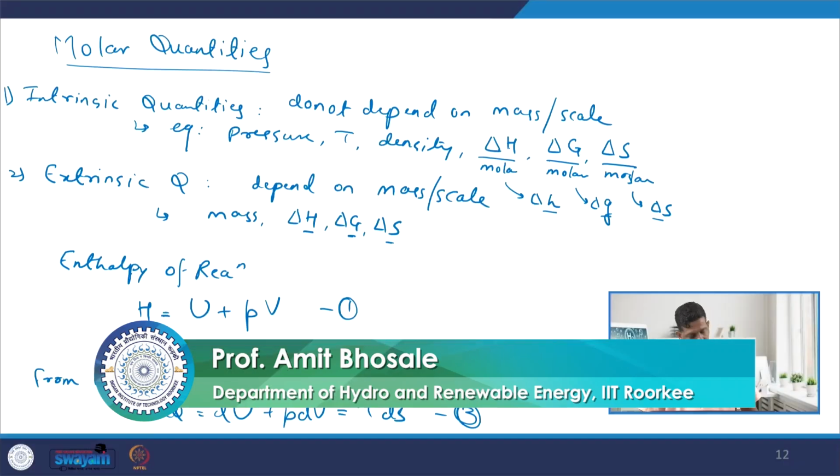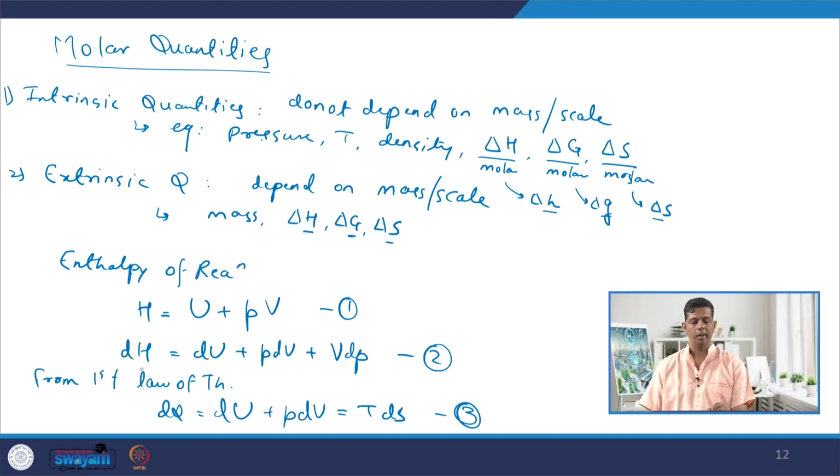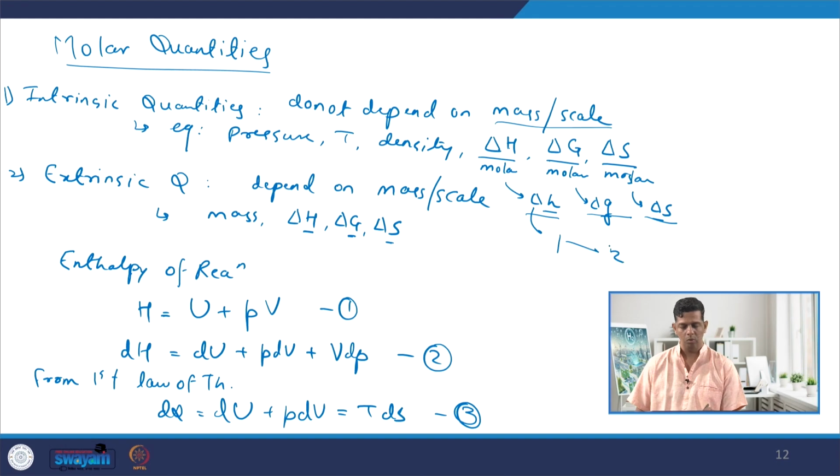In the last class we have studied the molar quantities and we have seen that these intrinsic quantities do not depend on mass or the scale. So we can write them as, in case of enthalpy, delta small h, Gibbs free energy as delta small g, and then entropy as delta small s. Delta corresponds to change in the system when system undergoes from state 1 to 2. Whereas extrinsic quantities depend on mass or the scale of the system. So we can write these enthalpies, Gibbs free energy and entropies as delta capital H, delta capital G and delta capital S.